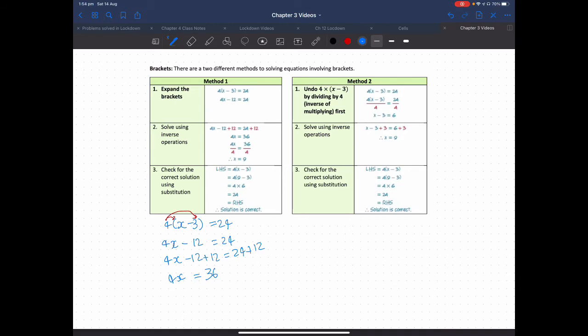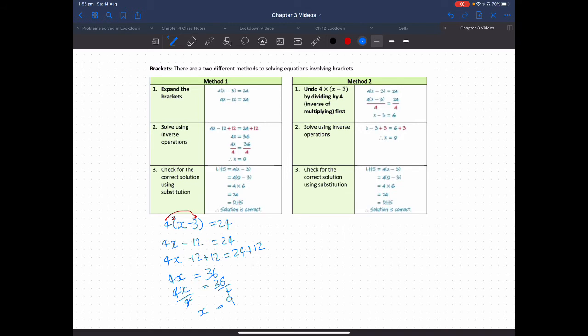4x means 4 times x. So the opposite to multiplying x by 4 is dividing by 4. So I'm going to divide both sides of the equation by 4. 4x divided by 4 equals 36 divided by 4. The 4's cancel. x is equal to 36 divided by 4, which is 9.